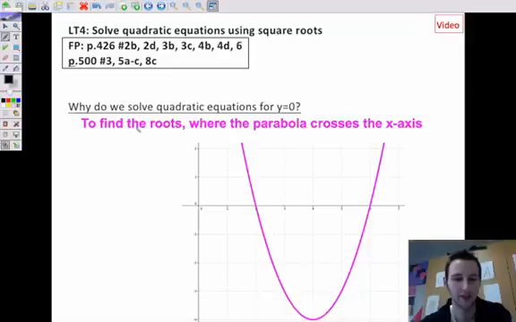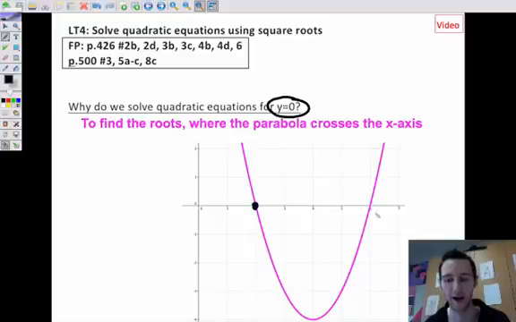So the first question, and this is on your notes too, is why do we even care about solving quadratics for y equals 0? The reason that we solve them for y equals 0 is that it can show us where the zeros are. And I know that seems pretty obvious, but when we solve for y equals 0, we're finding the zeros. We're also finding where it crosses the x-axis.